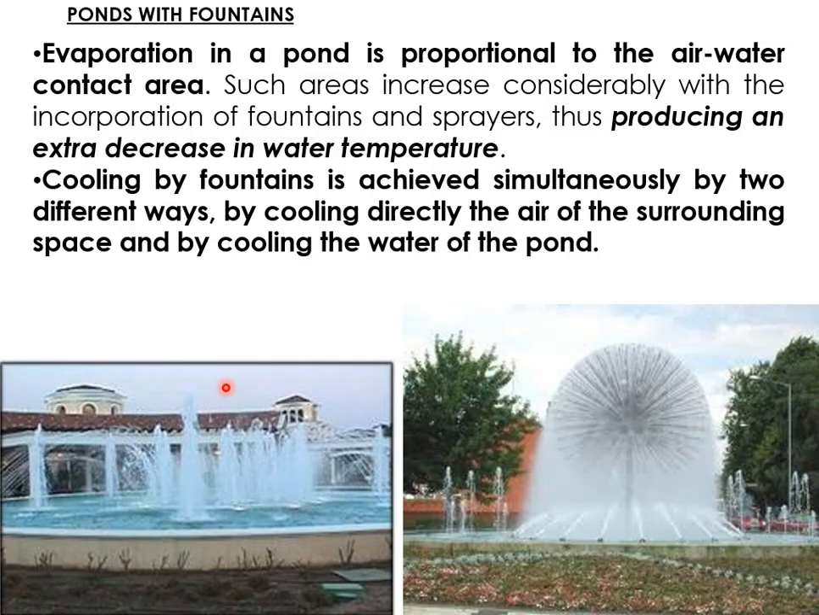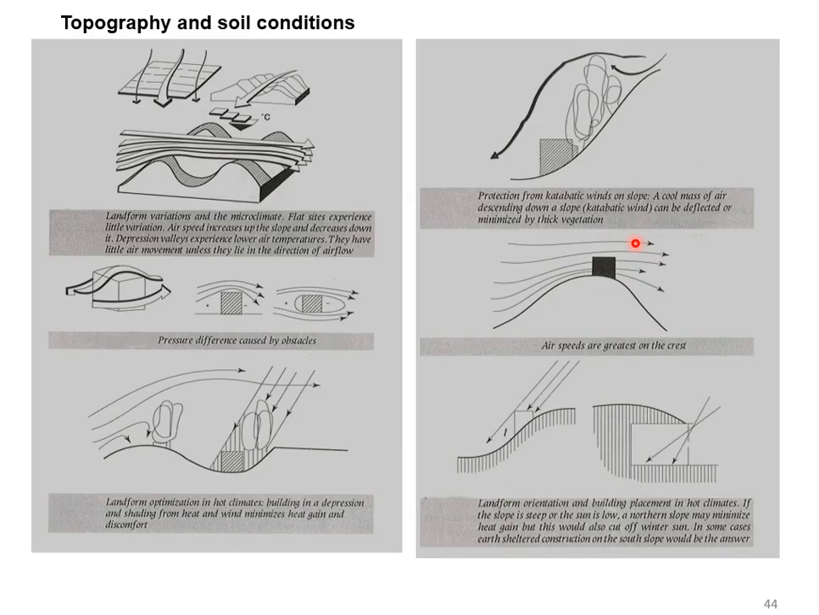So you can see in these pictures, this sprinkling of water creates evaporative cooling. Okay, so the method is called evaporative cooling, where the hot air comes in here, and when it passes through this and goes outside, it becomes cool air or cool moist air. So cooling by fountains is achieved simultaneously in two different ways: by directly cooling the air of the surrounding space and also by cooling the water or the pond. So these are the microclimatic inducers or microclimatic creators.